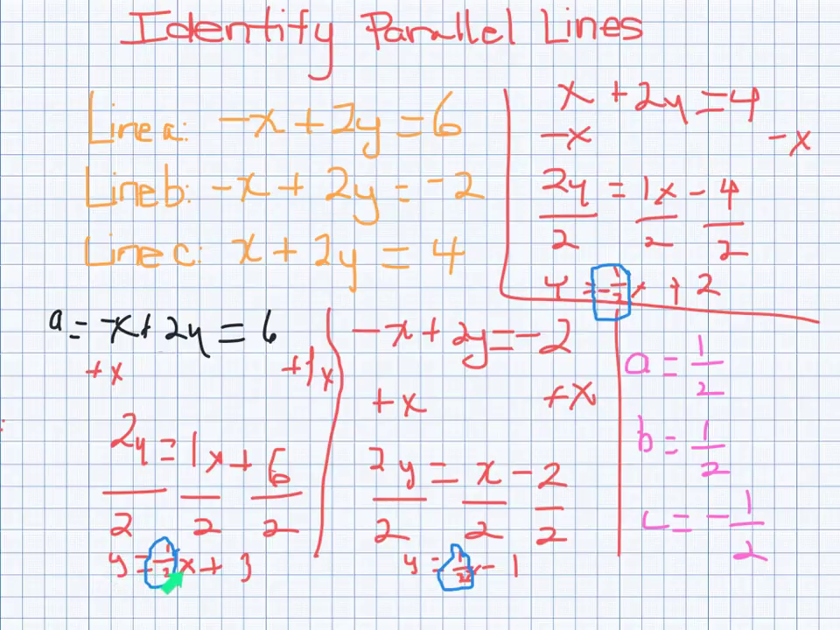It's hard to see. That's 1/2. That's my slope. I circled it in blue. 1/2 x plus 3. 2 divided into 6 is 3. So my slope here is 1/2.